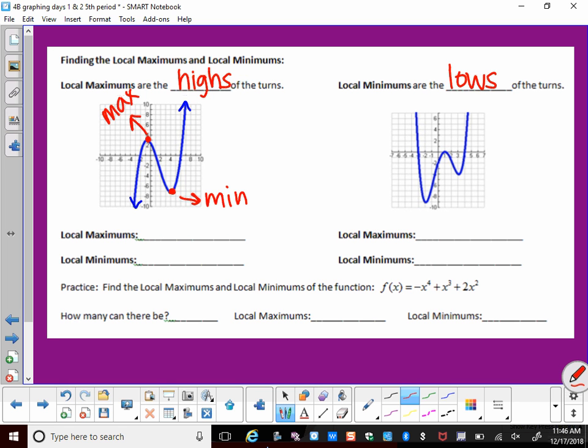So for my local maximums and minimums, we always need a point, okay? My local maximum here looks like it is at (-1, 3). We're looking for that point. Where's that point? So my minimum looks like it's at what? (4, -7) maybe? That looks good.